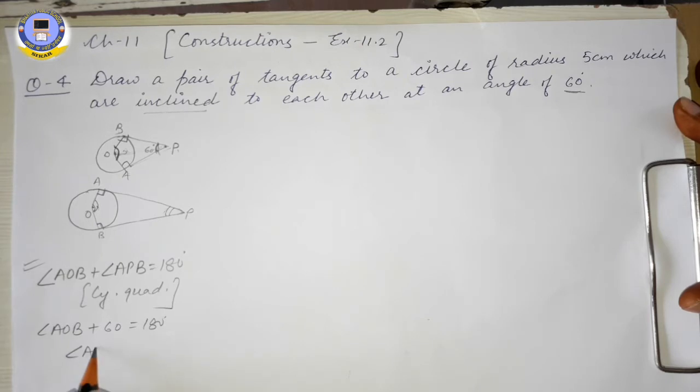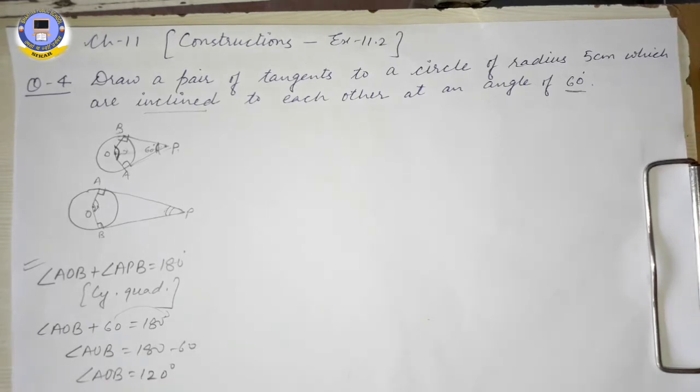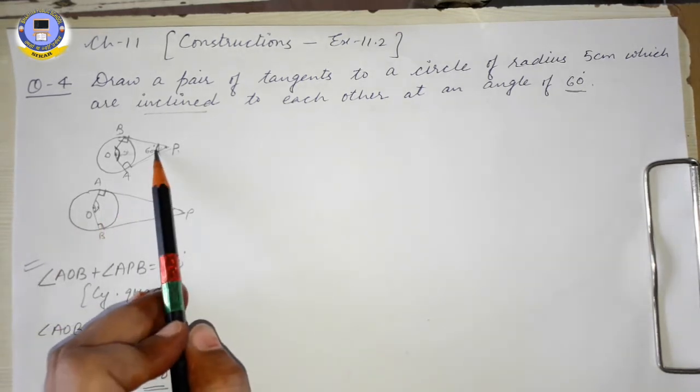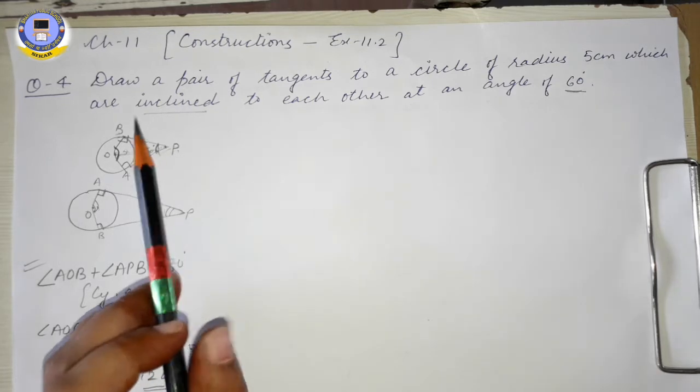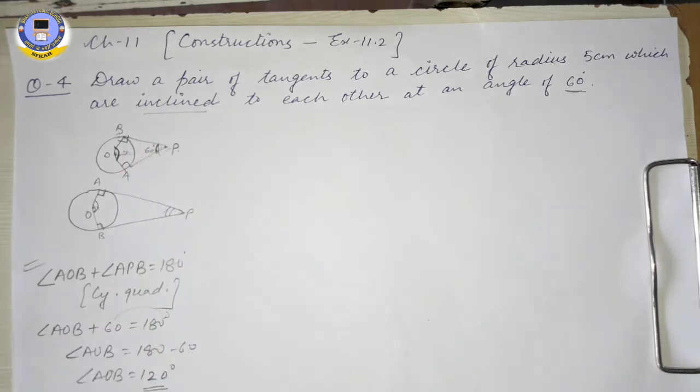And angle AOB we will get as 180, shifted this side minus 60. So we will get angle AOB as 120 degree. It means at center we can frame an angle of 120 degree. So with the help of this central angle, automatically we will get an angle of 60 degree at the point where both the tangents intersect each other or meet each other. So let us start this construction.